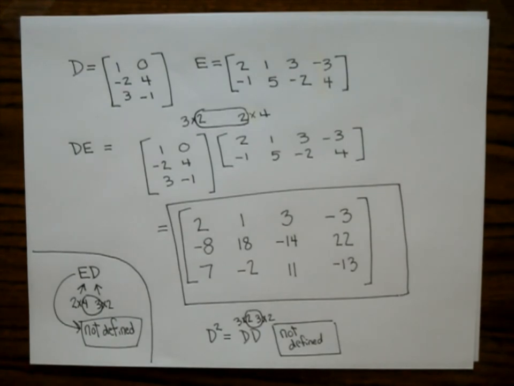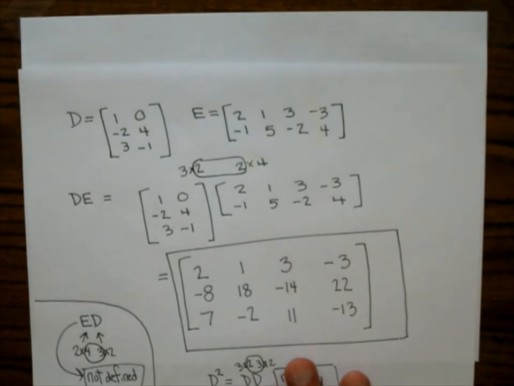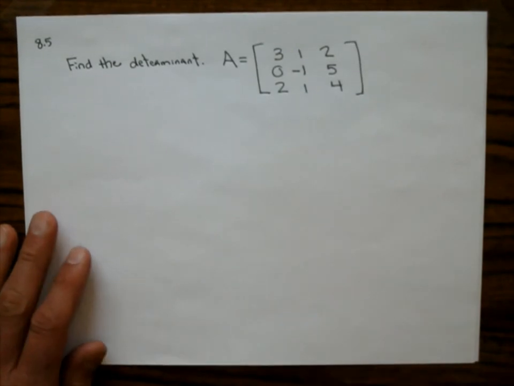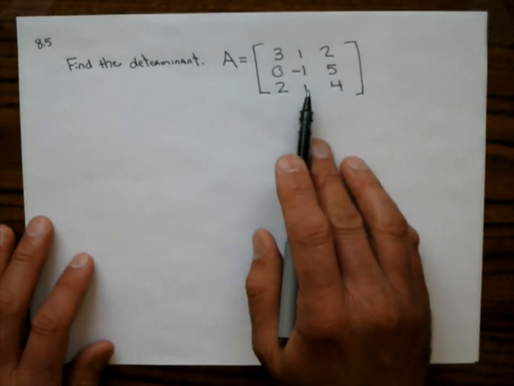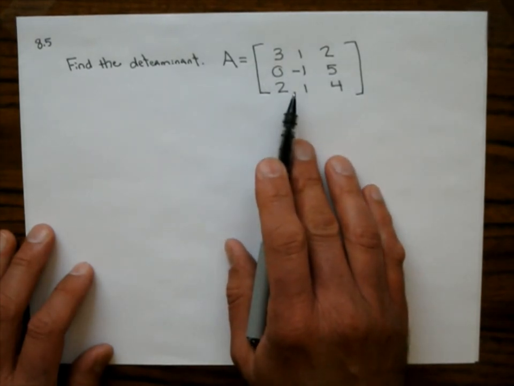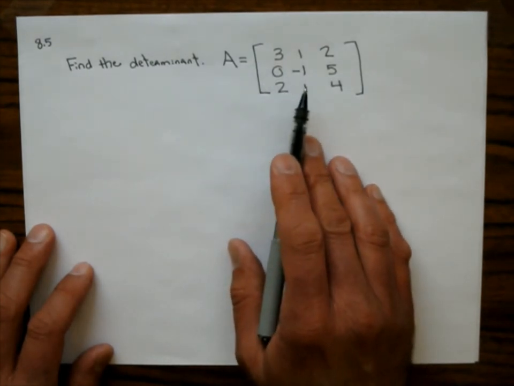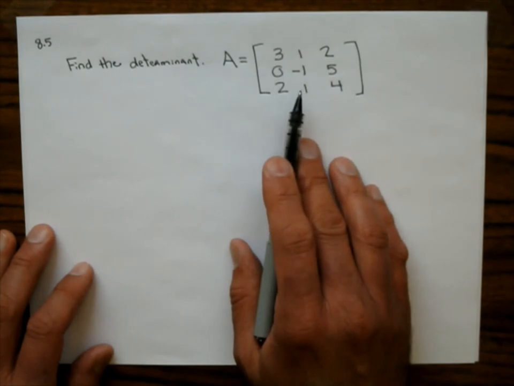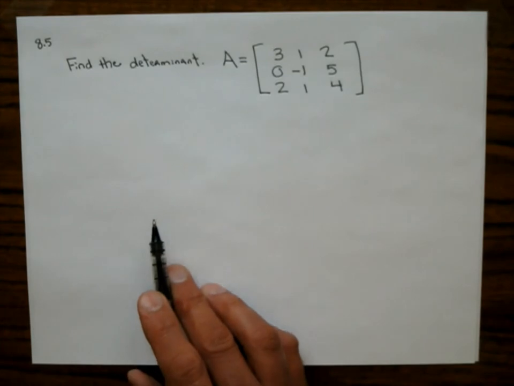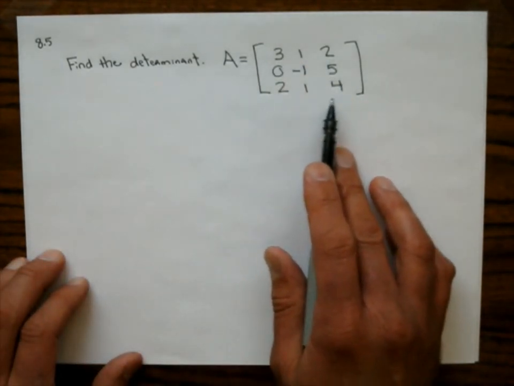Jump into 8.5. I think we've been doing some 8.3, and then we'll come back to 8.4 after this problem. Find the determinant of this matrix. So the determinant is something you'll see later on when you do cross product in a physics class or even in a higher math class, and when you're doing areas of triangles, and linear algebra has determinants all through it. Let's go figure out what the determinant of this matrix is.